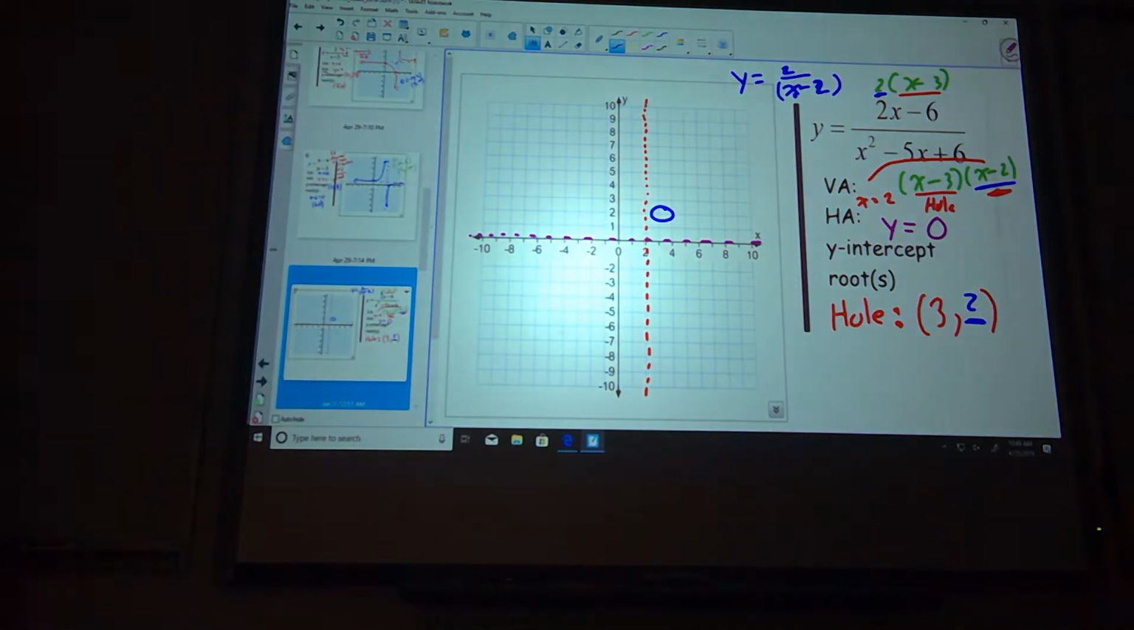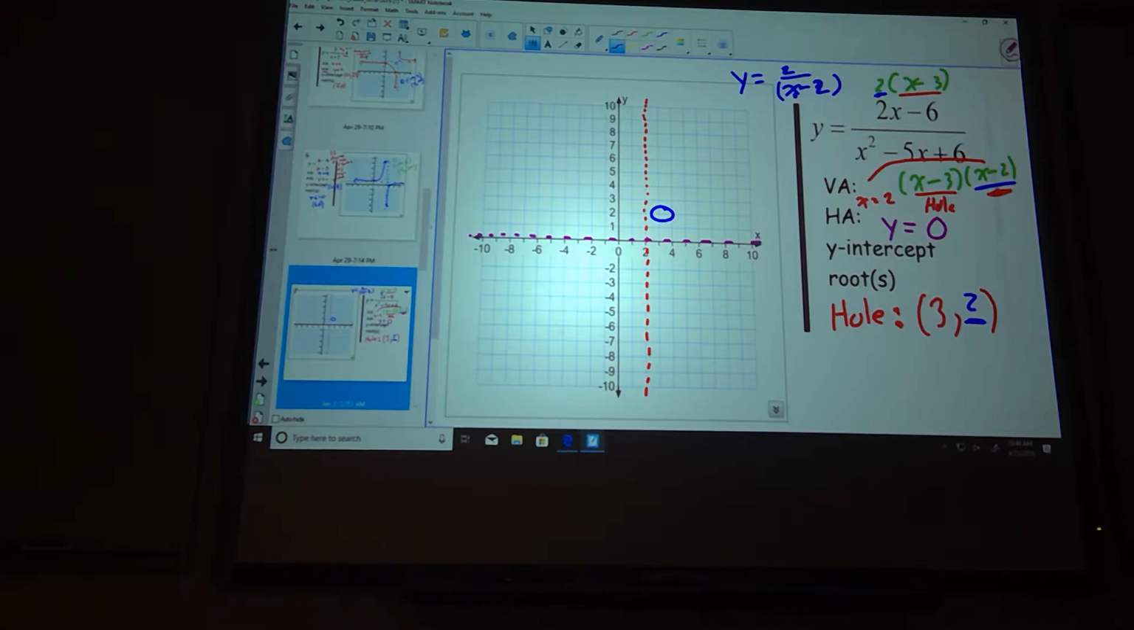So we have a hole, we have a... How did you do that? I thought it was negative. So the degree on top is 2x to the first. The degree on bottom is x squared. X to the first is smaller than x to the second, so it's always y equals 0 if the degree on top is less than the degree on bottom. Would it never be negative? Like the equal case?